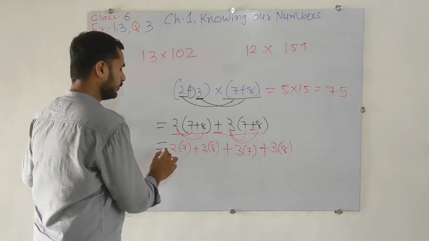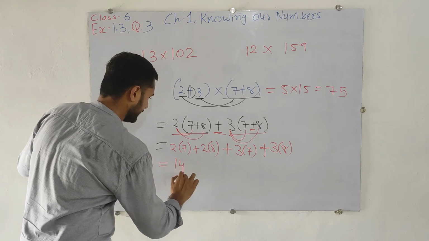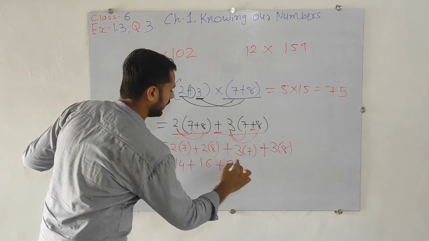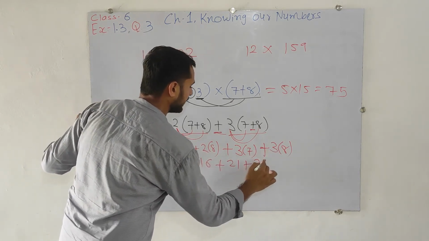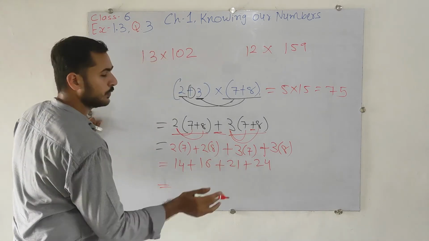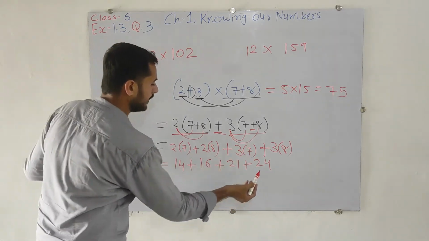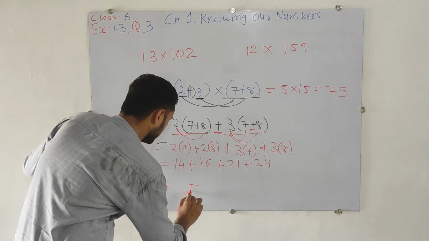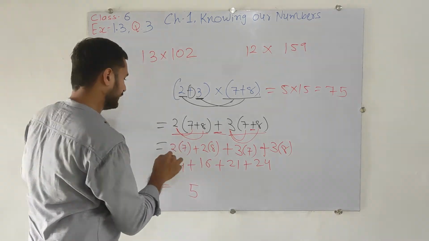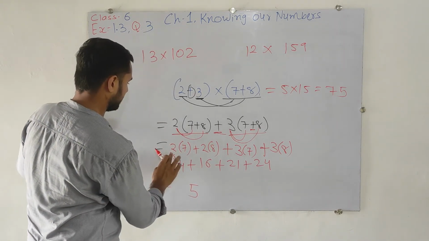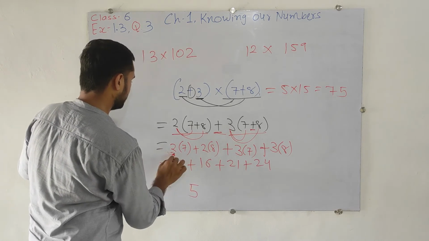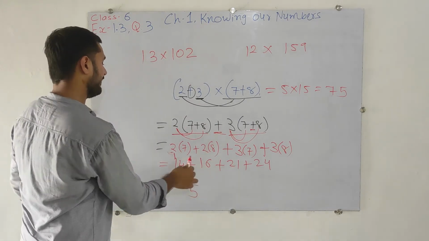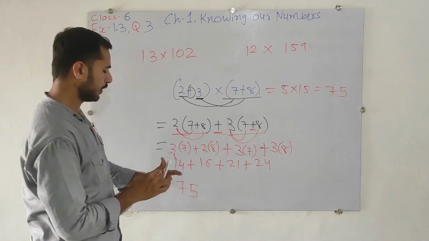Now simply, 2 sevens are 14, plus 2 eights are 16, plus 7 threes are 21, plus 3 eights are 24. Now in the next step we will do the addition of all the terms. Let's do that. 4 and 1 is 5, 5 and 6 is 11, 11 and 4 is 15. So I am just going to put 5 over there, and 1 will be carried. Now 2 and 2 is 4, 4 and 1 is 5, 5 and 1 is 6, and 1 is 7. So the answer we got is 75.